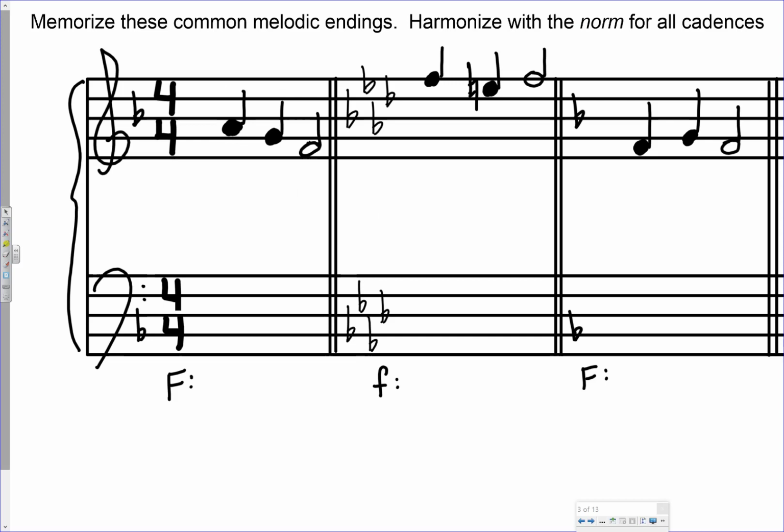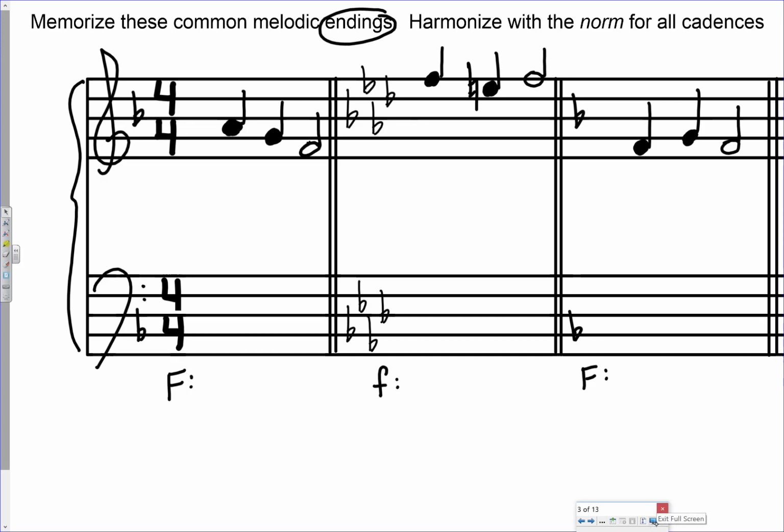Okay, so we want to memorize these common melodic endings. These are melodic endings. I'm going to circle the word endings. You want to harmonize them with the norm for all cadences. So let's take a look at what we have. We have the first example in F major. We have the second example in F minor. And we have the third example in F major.